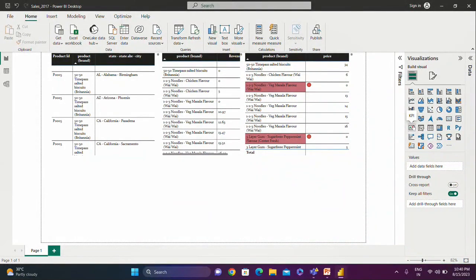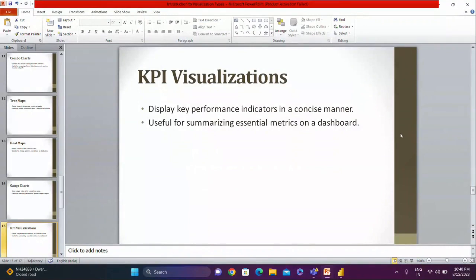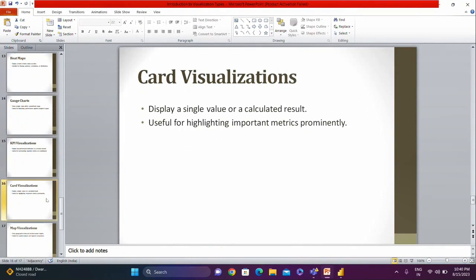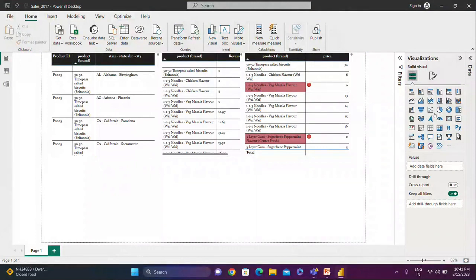Similarly, we have one more of this kind which can be used as a small card, and it can help us to show good data. Its name is card only, card visualization. In this case, it helps us to display a single value or a calculated result, useful for highlighting important metrics prominently. Here you can see that on the right there is the card visualization which is showing 1 2 3, and this is the data. So only one single data will be coming up here.